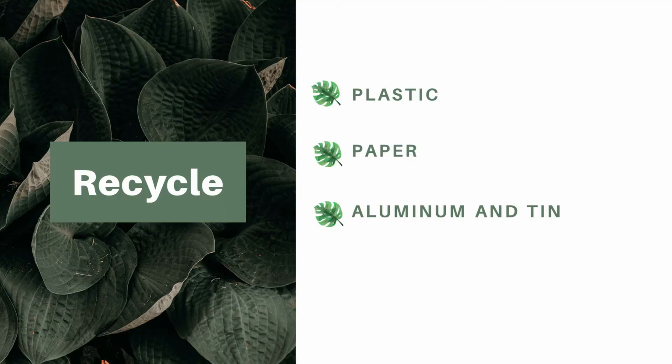Second is to recycle. Ano ba yung mga bagay na pwede nating i-recycle? Those are plastic, paper, and aluminum and tin. Itong mga bagay na to is pwede natin siyang ulit magamit at pwede din natin siyang mabenta. So makakadagdag din siya sa source ng income natin at the same time makakatulong sa ating environment.